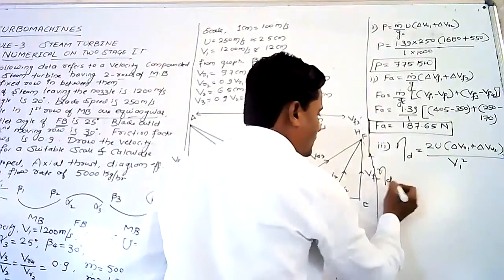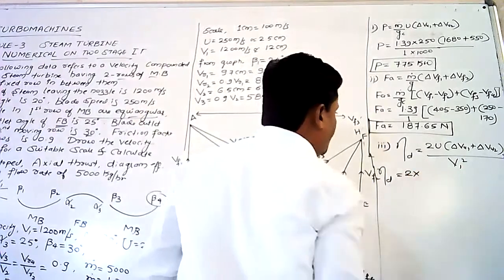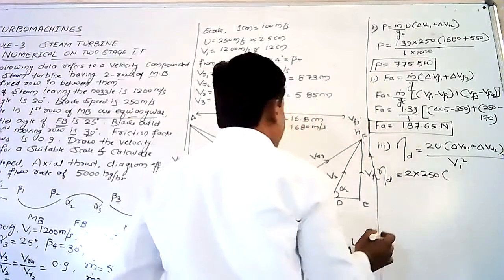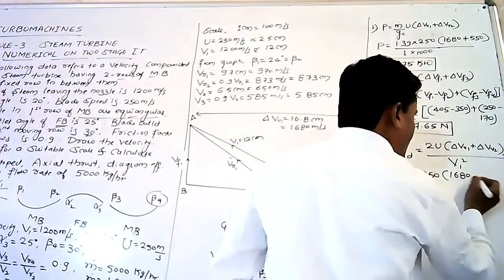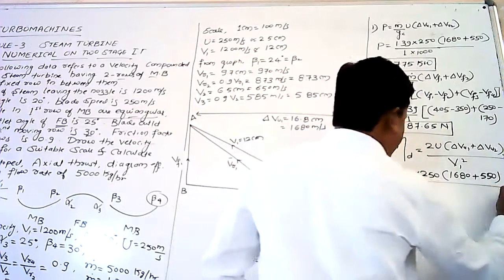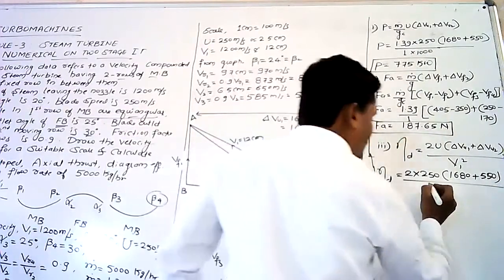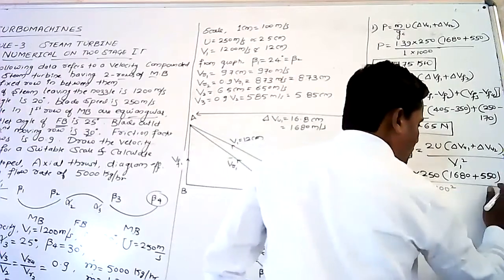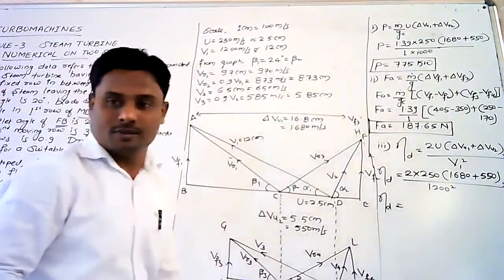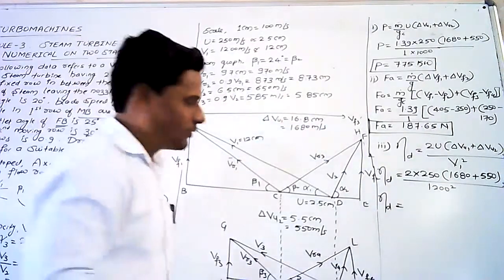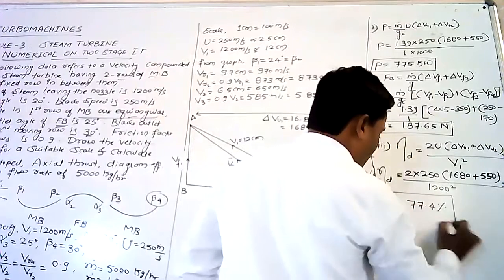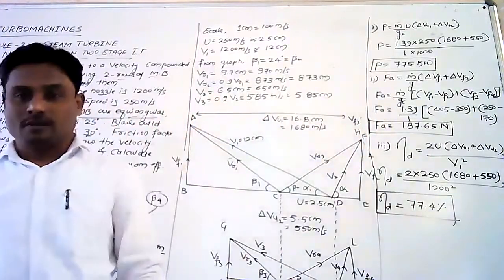So eta D equals, substitute all the values. 2 into u is 250, delta VU1 is 1680 plus delta VU2 is 550, divided by V1 square, V1 is 1200 square, into 100. The expected value for eta D, the efficiency, is 77.4%. 77.4% is the value for diagram efficiency. So this completes the numerical.